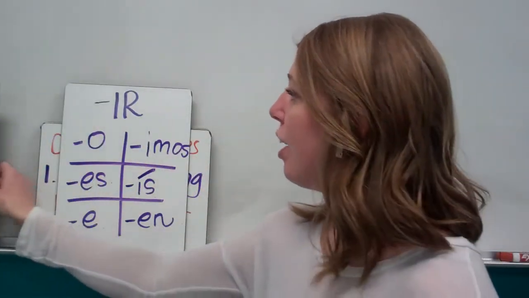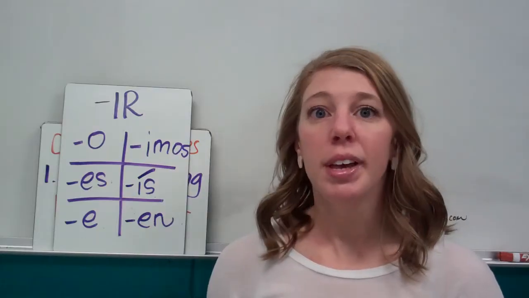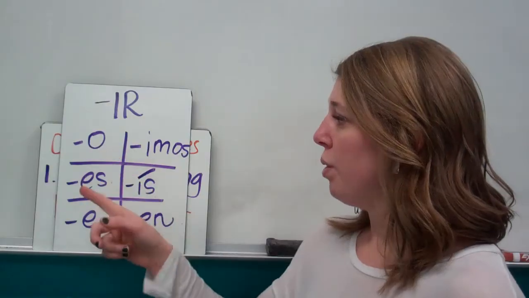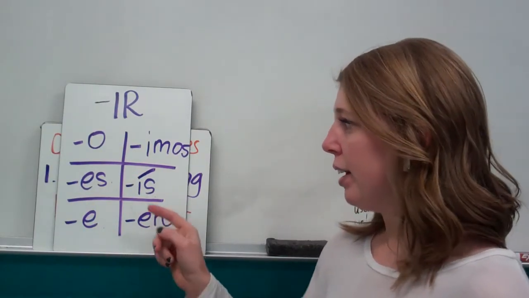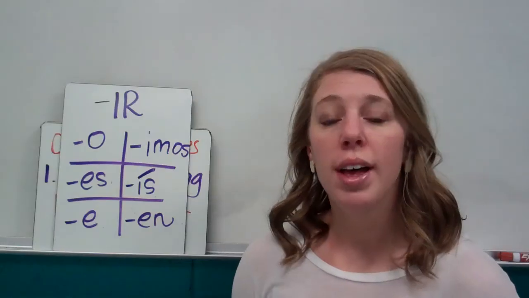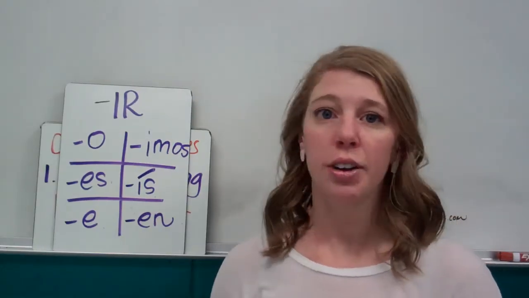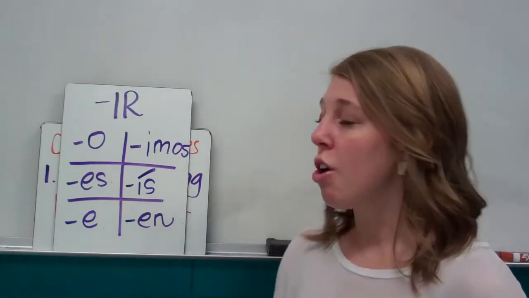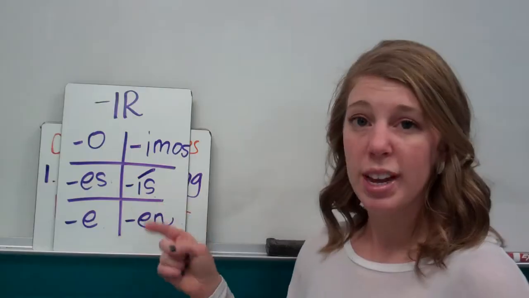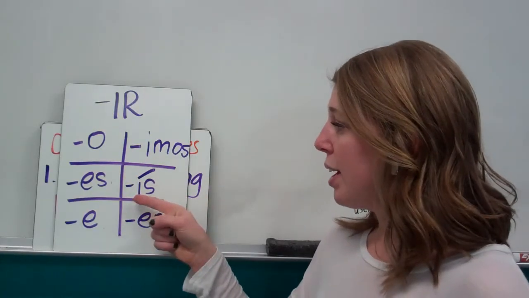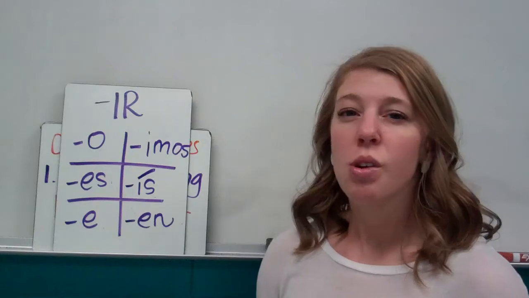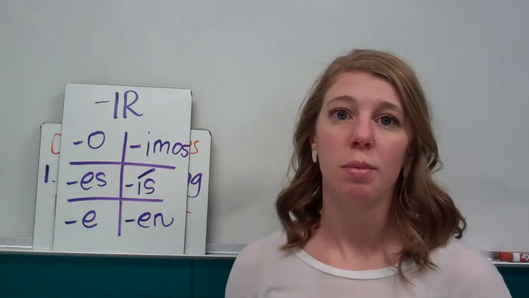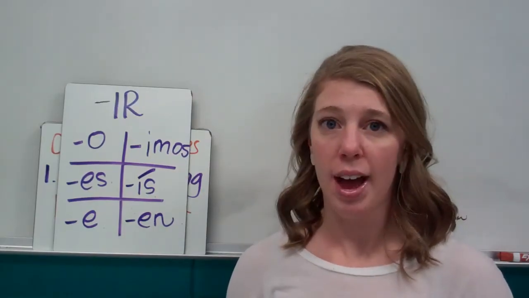Now moving on to IR verbs, these are a little different because they share some of the endings with the ER verbs. So let's look at them. We have o, es, e, and en. So the yo, tú, él, and ustedes forms all share the endings with the ER verbs. The only two that are different are the nosotros and vosotros. In this case, they get imos and ís. Okay? So on vosotros, it always has an accent. If it's an AR verb, it's going to be on the A. If it's an ER verb, it's going to be on the E. And if it's an IR verb, it's going to be on the I.